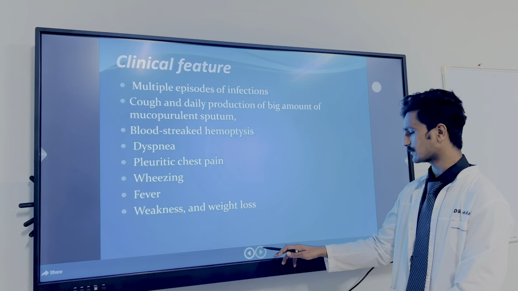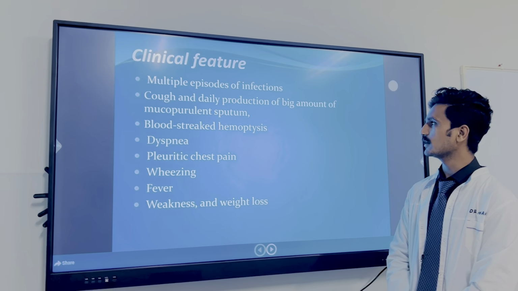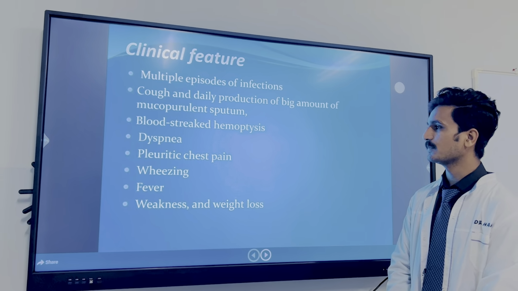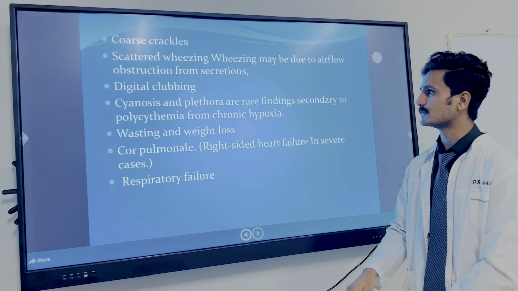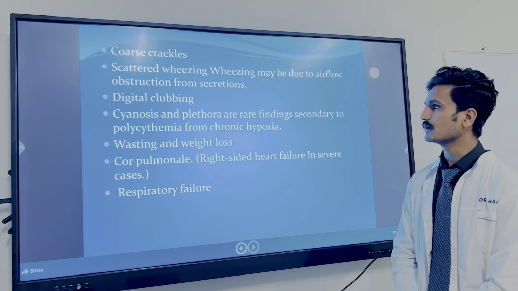The clinical features of bronchiectasis: multiple episodes of infections, cough and daily production of a big amount of mucopurulent sputum, blood-streaked hemoptysis, dyspnea, pleuritic chest pain, wheezing, fever, weakness and weight loss. There are coarse crackles and scattered wheezing, which may be due to airflow obstruction, wasting and weight loss. Respiratory failure may also be a clinical feature of bronchiectasis.